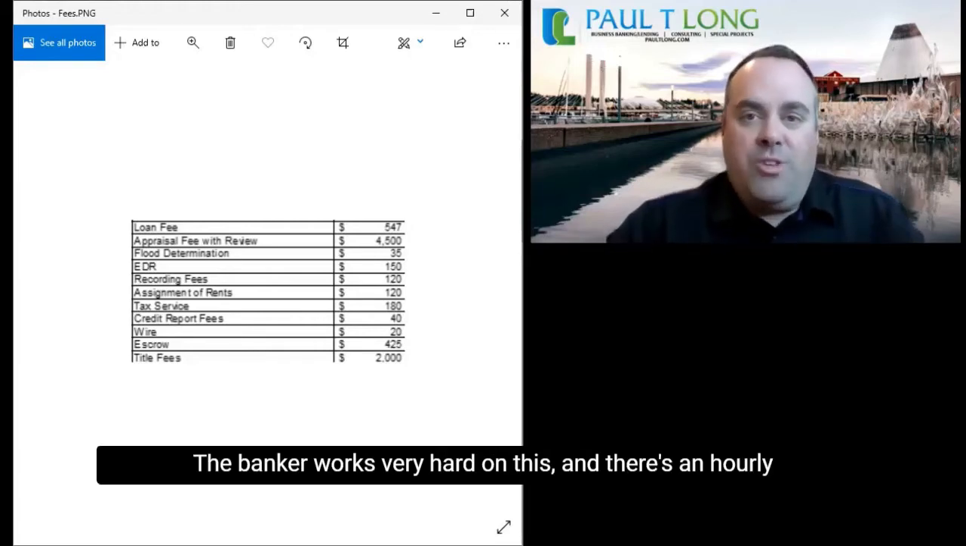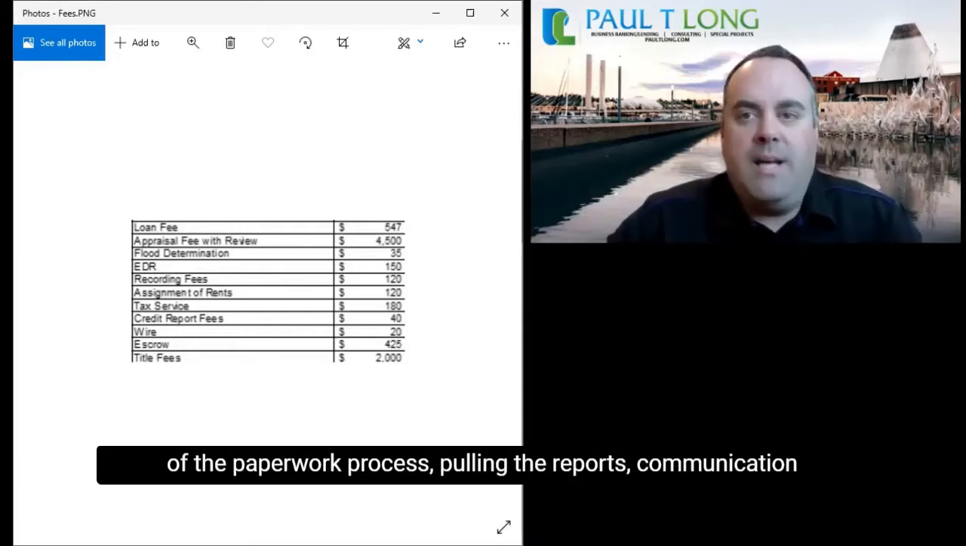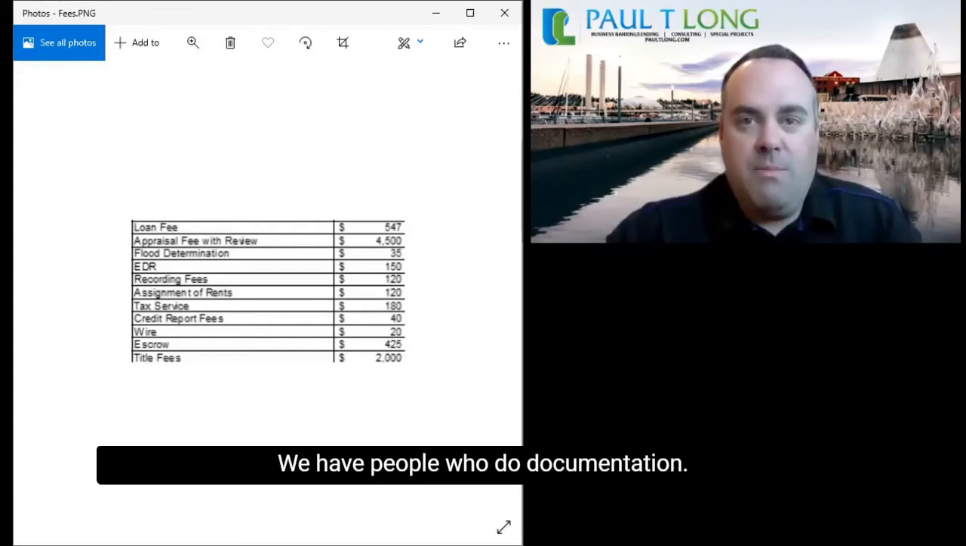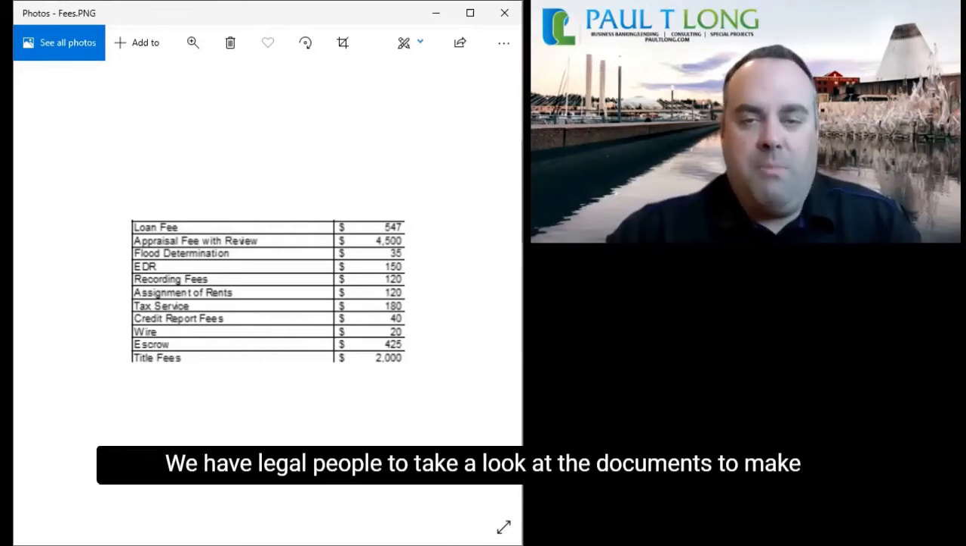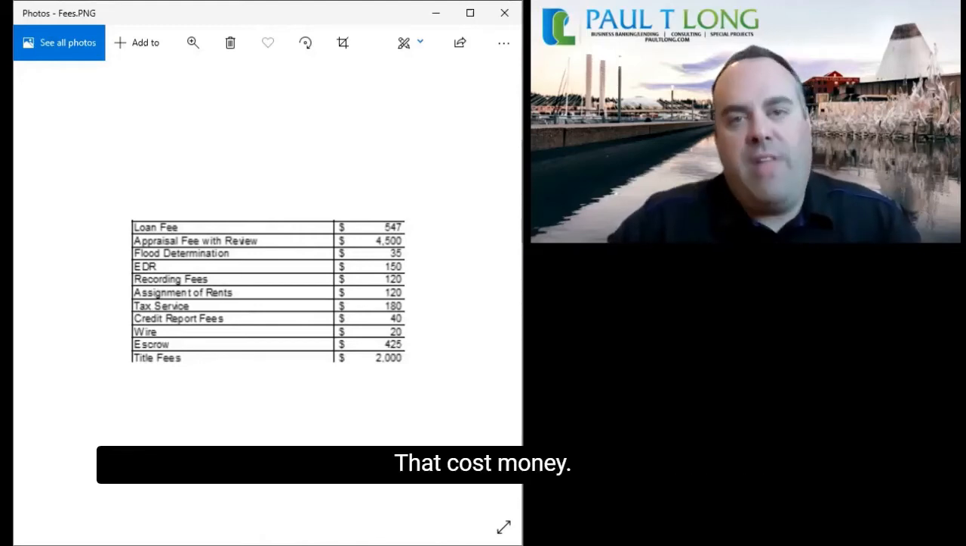The banker works very hard on this, and there's an hourly wage for that banker. You have to think about the assistant that has to do all of the paperwork process, pulling the reports, communication with title and escrow, all of that. We have people who do documentations. We have legal people that take a look at the documents to make sure that they were done correctly. All of that costs money.